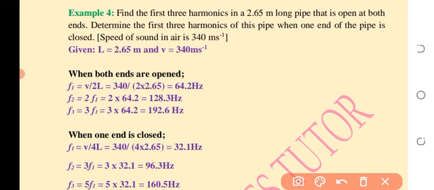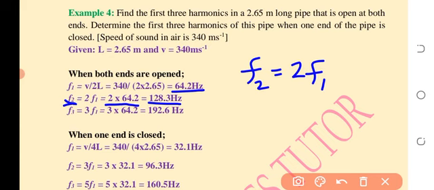And for our second harmonic frequency, which is also known as the first overtone frequency, if you remember the series, F2 will be equal to 2F1. So just multiply the value of your F1 by 2, and that is what we did here. Also, you can find your third harmonic frequency, which is the second overtone frequency, by using F3 equal to 3F1. That is, multiply your fundamental frequency by 3, and you have this value 192.6 Hz.